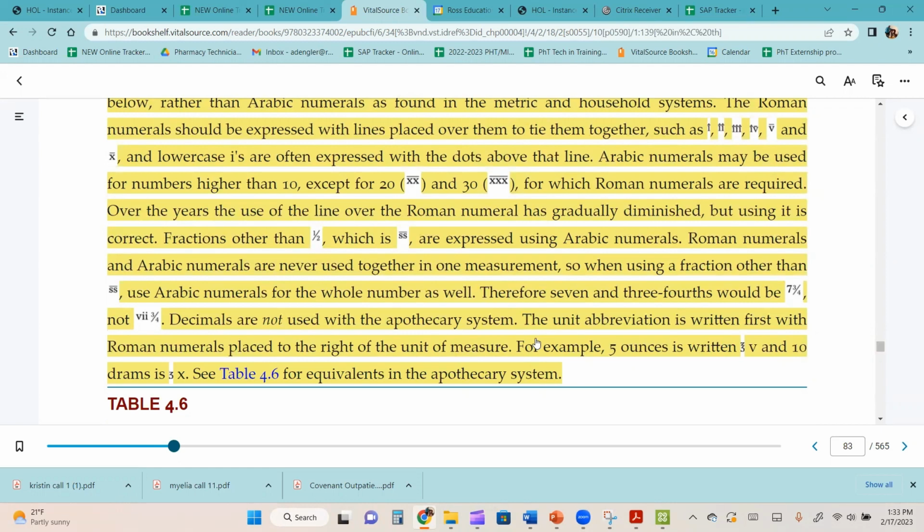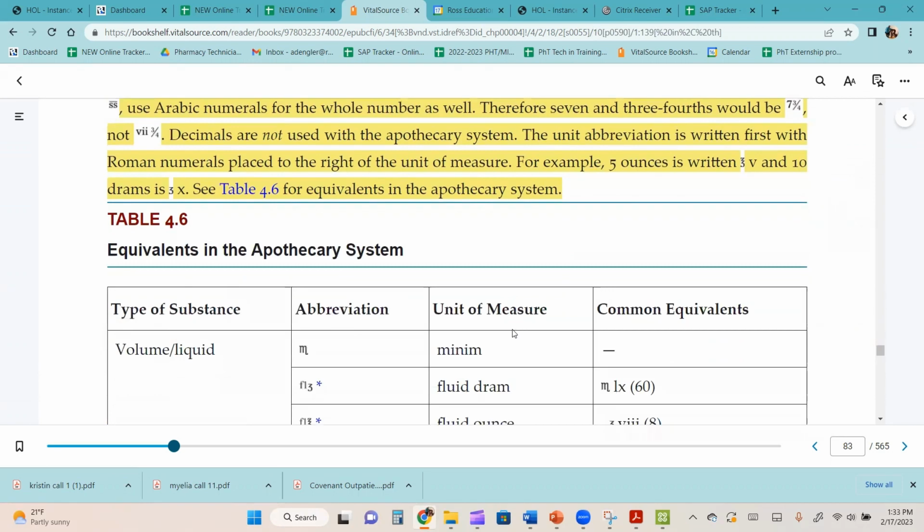The unit abbreviation is written first with Roman numerals placed to the right of the unit of measurement. So this one's backwards compared to every other one. So for example, 5 ounces is written as the ounce symbol and V for 5. And 10 drams is the dram symbol, that little 3 looking thing with an X. We'll go over these in just a minute.